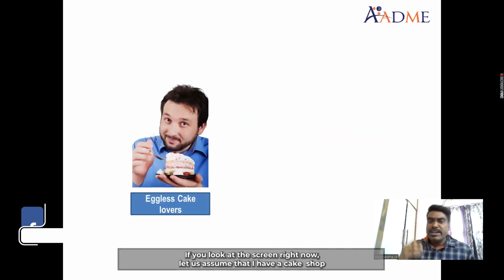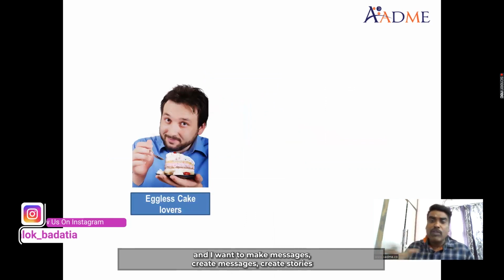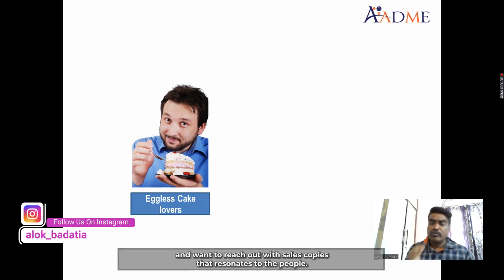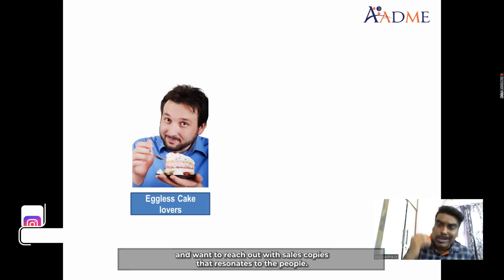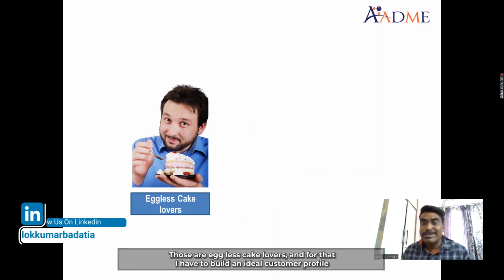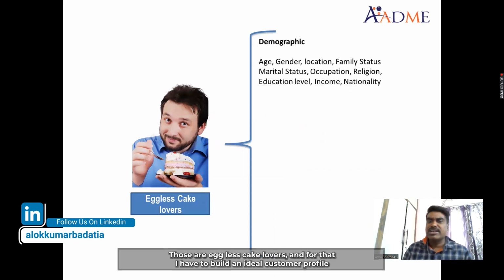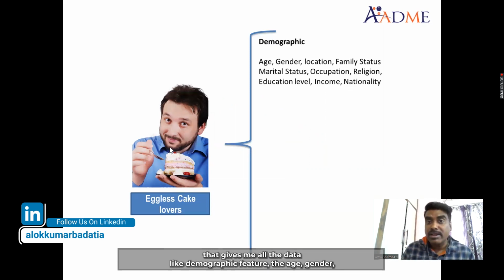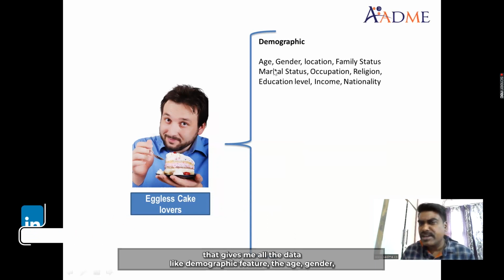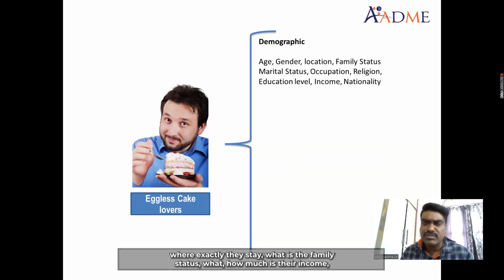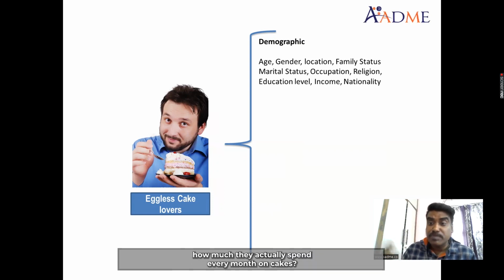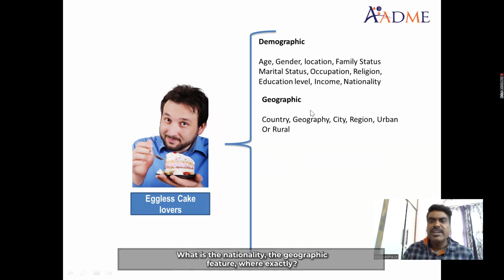If you look at the screen right now, let us assume that I have a cake shop and I want to make messages, create stories, and reach out with sales copies that resonate with people who are eggless cake lovers. Then for that, I have to build an ideal customer profile that gives me all the data, like demographic features: the age, gender, where exactly they stay, what is their family status, how much is their income, how much they actually spend every month on cakes, what is the nationality. Then the geographic feature: where exactly they stay, are they a rural audience or an urban audience, where exactly do I need to put up their ads.